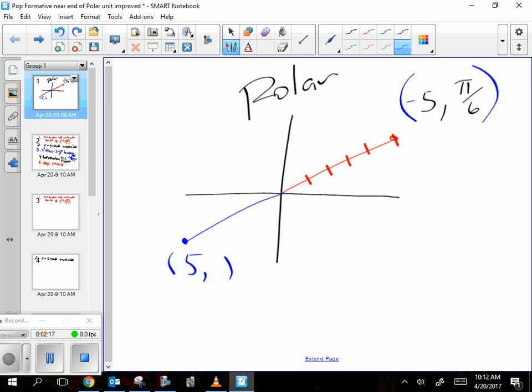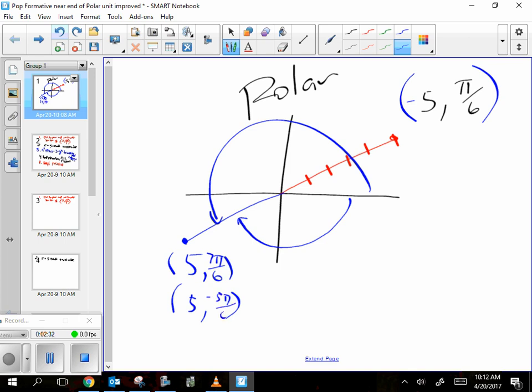Positive 5, comma. A lot of different ways you could say this now. This way, 7 pi over 6. What's another way you could have said it? 5 comma negative 5 pi over 6. Does that make sense? Okay, and then you can get rectangular coordinates for those points, etc.